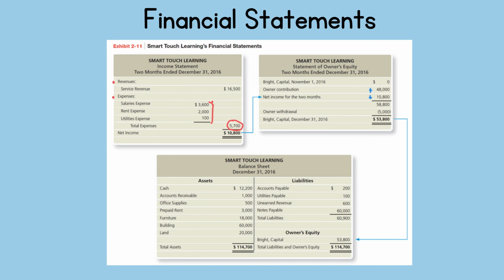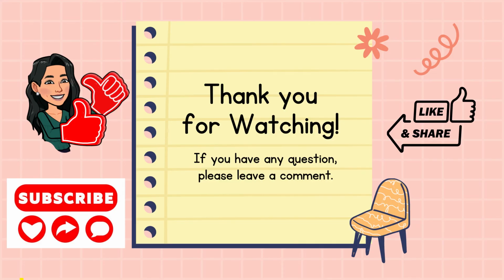As you can see in the balance sheet, we're gonna list down all of our assets, liabilities, and under equity I'm gonna write the ending capital only. Okay, now my total assets should equal my liabilities plus equity, which is 114,700.